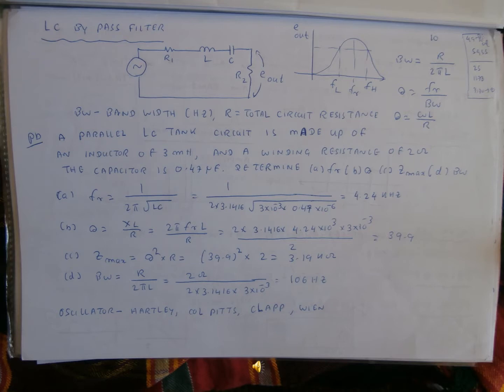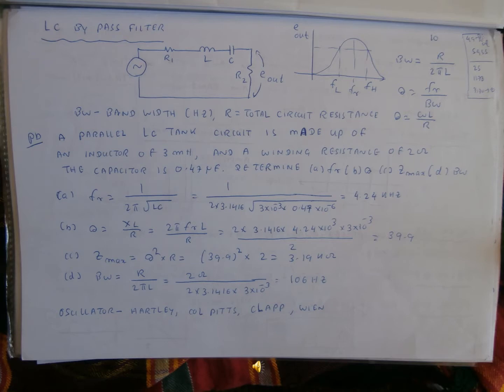Now a problem. A parallel LC circuit has an inductor of 3 millihenry with winding resistance 2 ohm, and a capacitor of 0.47 microfarad. Find the resonant frequency fr, the impedance Z maximum, and the bandwidth. Resonant frequency fr equals 1 divided by 2π square root of LC, which is 1 divided by 2 multiplied by 3.1416 multiplied by the square root of 3 multiplied by 10 power minus 3 multiplied by 0.47 multiplied by 10 power minus 6, so 4.24 kilohertz.